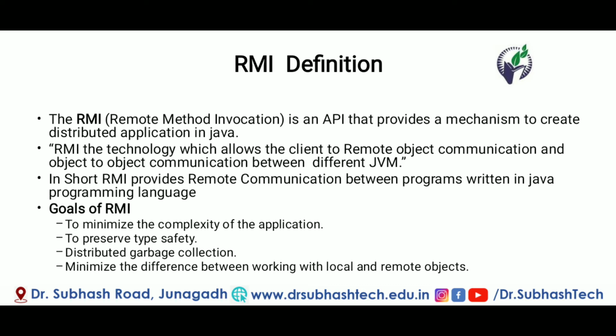Now, what are the goals of RMI? The main goal of RMI is to minimize the difference between working with local and remote objects, or to minimize the complexity of applications. If we do not use RMI or any distributed computing, different complexities and problems arise, because you have to pass the data using centralized computing, and there are many disadvantages when you use centralized computing.